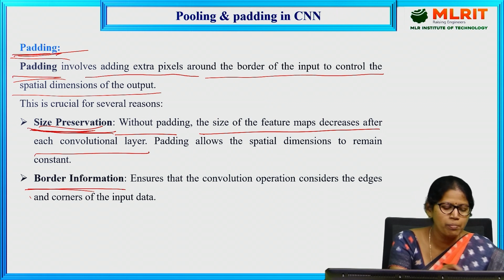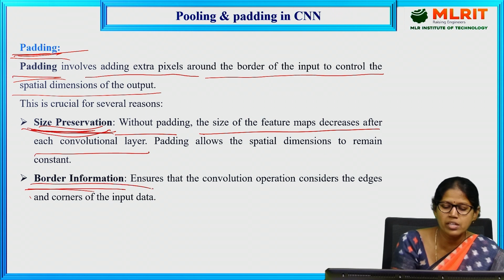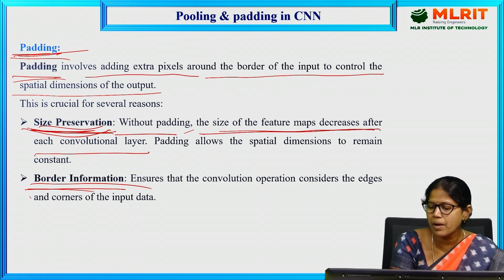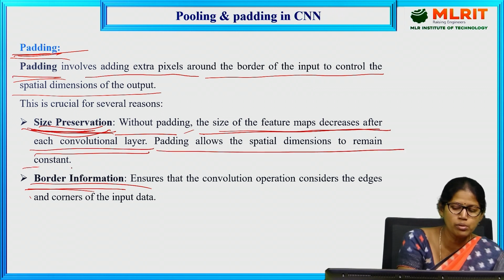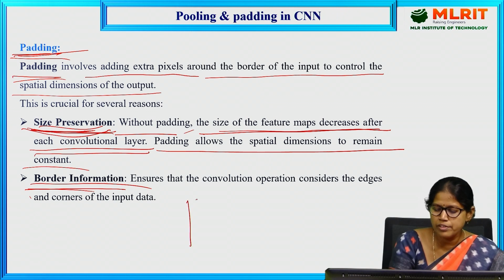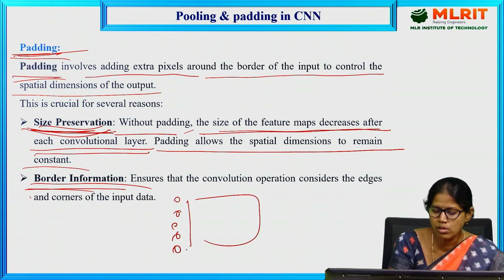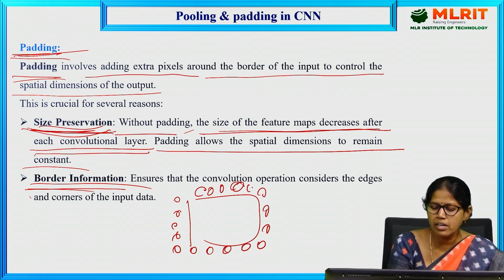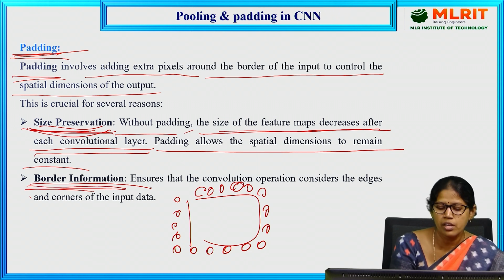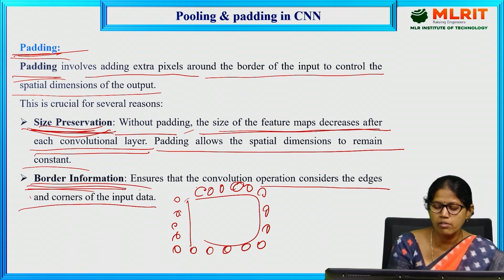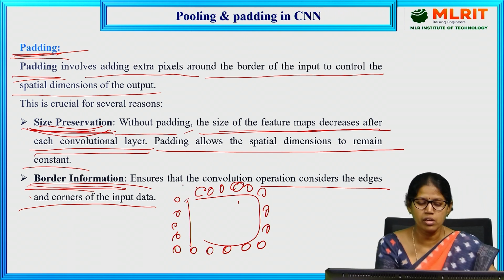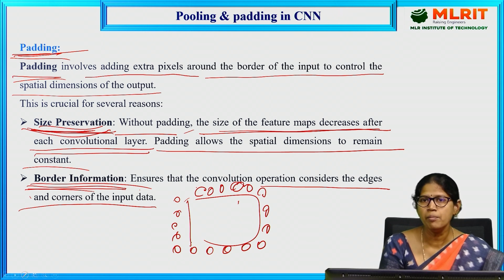So why do we need to apply it? The first one is size preservation, the second one is border information. In size preservation, without padding, the size of feature maps decreases after each convolution layer. Padding allows the spatial dimension to remain constant. Whatever feature map is there, it will add zeros around the entire border of that feature map. Like this, it will add the zeros. Next, border information ensures that the convolution operation considers the edges and corners of the input data. Whatever feature map is there, it will add the extra padding values to the borders.